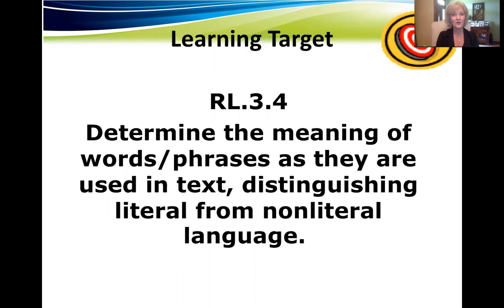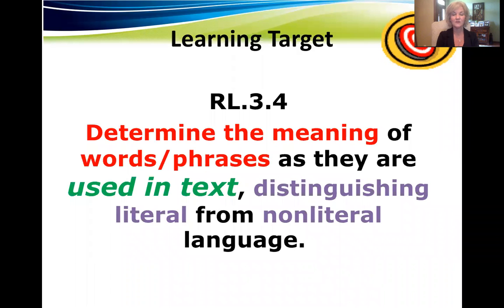So the learning target for today is RL.3.4. Determine the meaning of words, phrases as they are used in text, distinguishing literal from non-literal language. So what we're going to focus on will be how we determine the meaning of those words and phrases. And of course, they will always be used in a text. That's a story, a passage, words that we see in a text. We're also going to distinguish from literal and non-literal language, and we will talk about that as well.